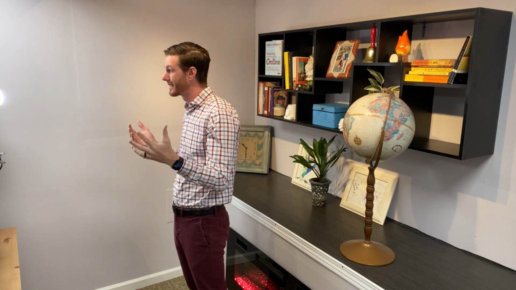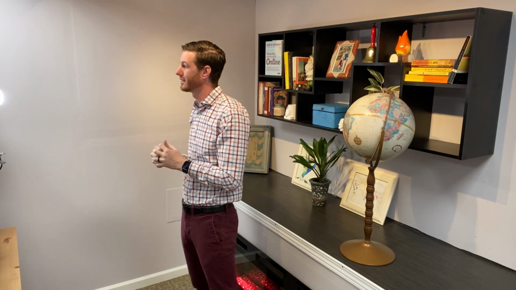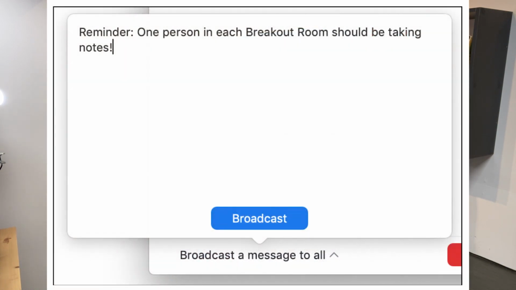At the start of this year, I put together a screencast tutorial using Screencastify that outlines exactly how to insert an image. I use the broadcast message to all feature in Zoom to give students 2 or 5 minute warnings during breakout room time as we transition to the next parts of the lesson.